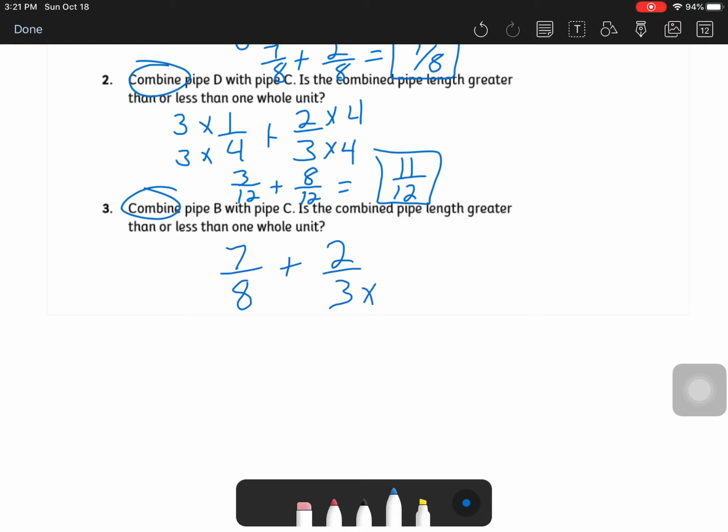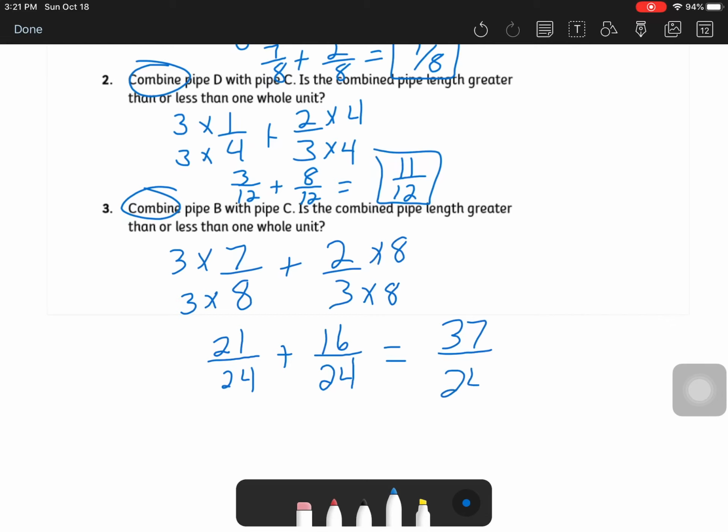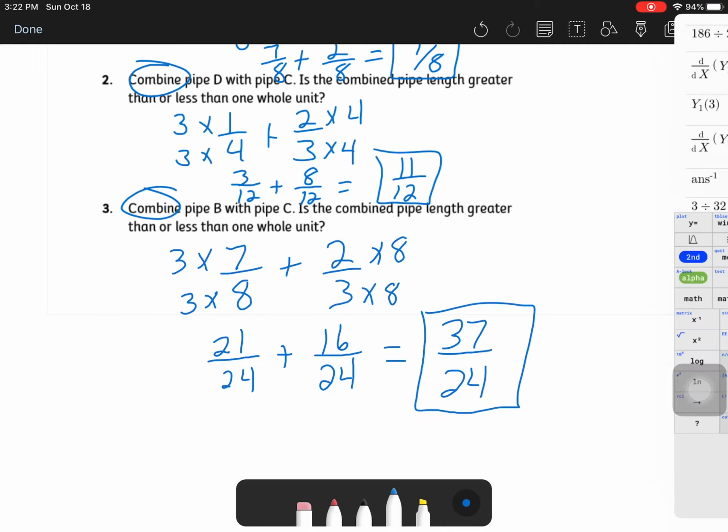We got 8 and 3. We're going to have to multiply those together and get 24. So times 3 and times 8. So that's 21/24 plus 16/24. And 21 plus 16, we're going to get 37/24. And that would be our combined lengths for pipes B and C. Okay, and that's the last set of notes for Chapter 2.